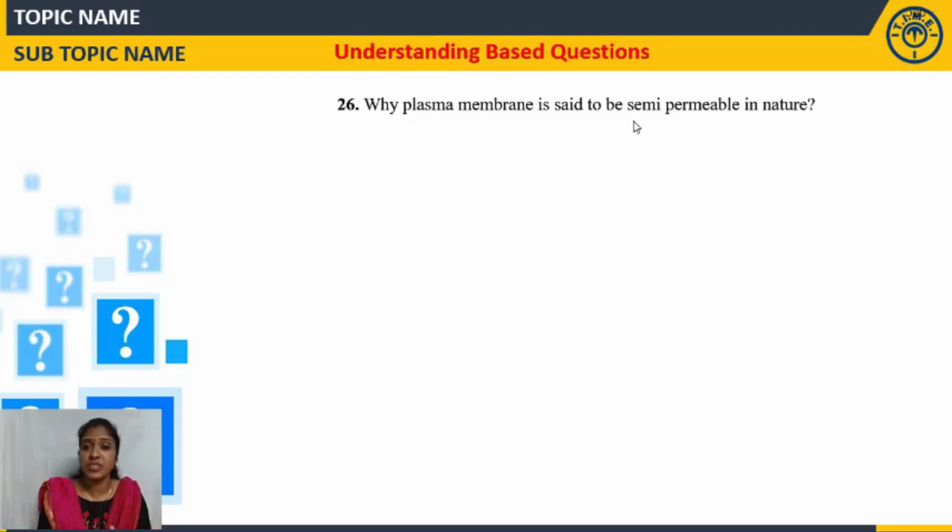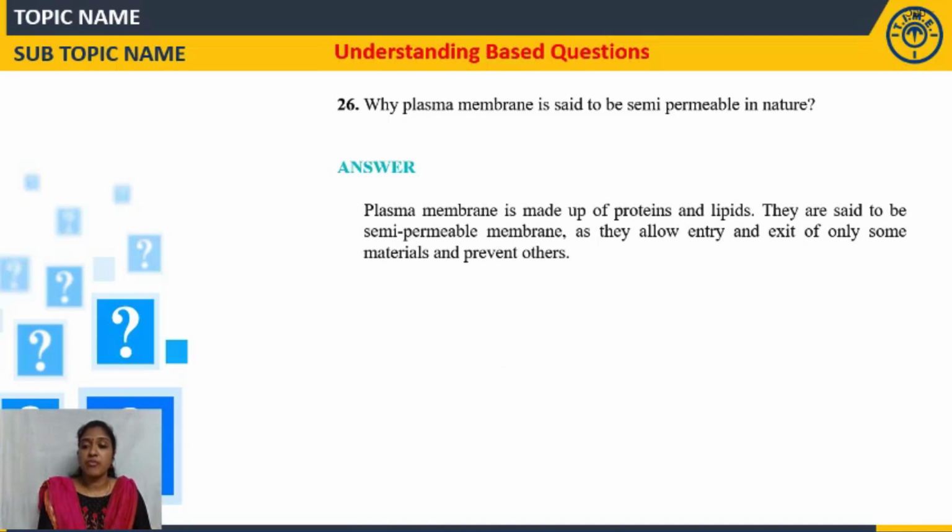It will restrict the entry of some of the molecules. That is, it allows only particular substances to move in and out of the cell. It is like a watchman or gateman, who restricts the entry and exit of some persons. So it is known as a semi-permeable membrane. The plasma membrane is made of proteins and lipids. It is said to be semi-permeable because it allows the entry and exit of only some materials and prevents some others, depending upon the need of the cell.